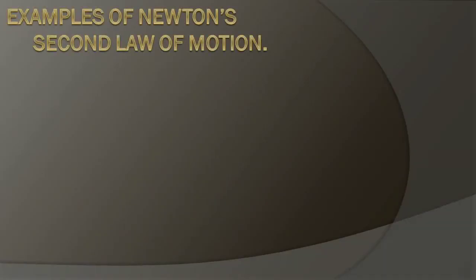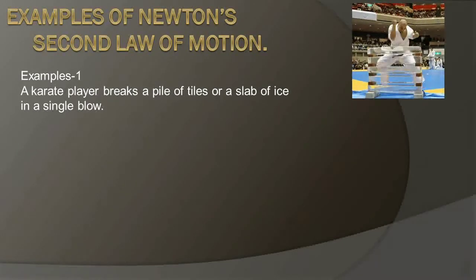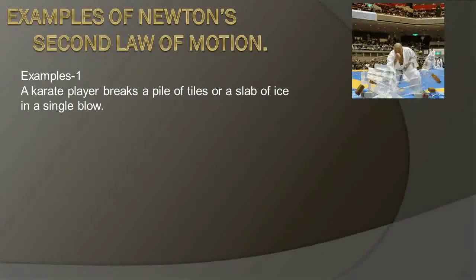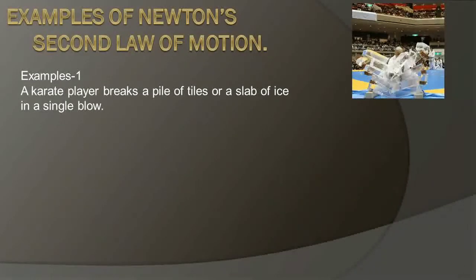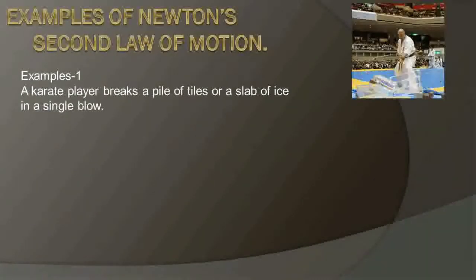Now we will see the examples of Newton's second law of motion. Our first example is a karate player breaking a pile of tiles or a slab of ice in a single blow. Why so? The reason is that when a karate player breaks a pile of tiles in a single blow by moving his or her hand very fast, he or she increases the rate of change of momentum. In doing so, the entire momentum of the hand is reduced to zero in a very short time interval.